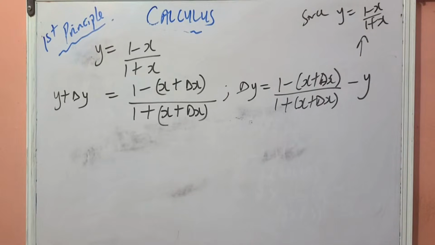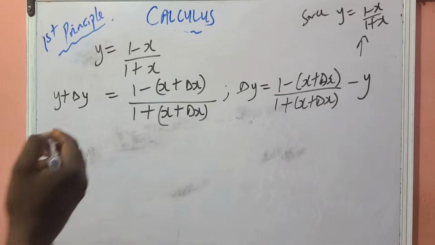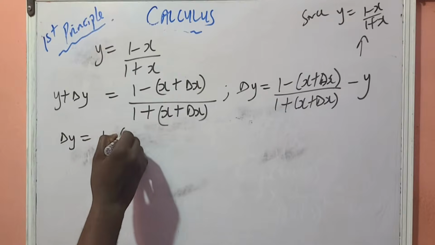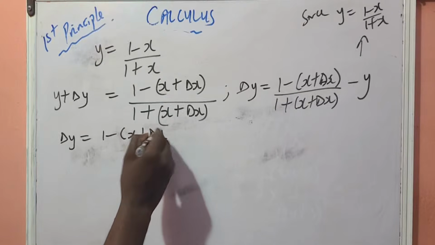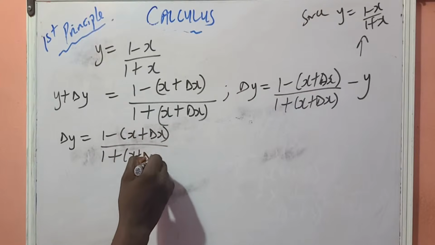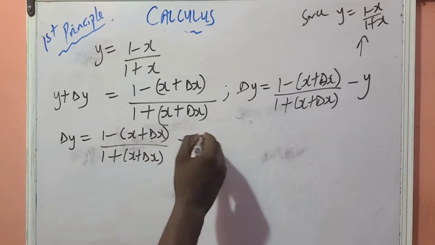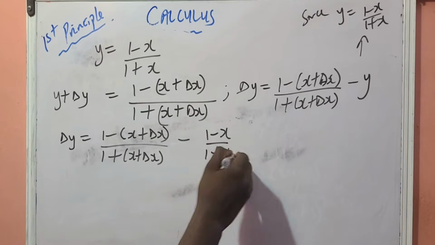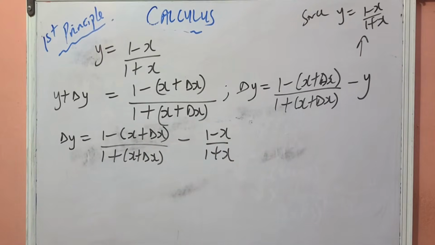So obviously, my change in y will be equal to (1 minus x plus change in x) over (1 plus x plus change in x) minus (1 minus x) over (1 plus x). It's a step-by-step process. You cannot go wrong. I always keep saying this. Once you follow the right process, you can't go wrong.